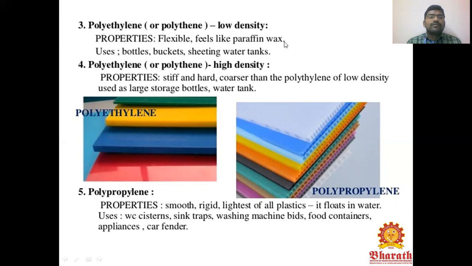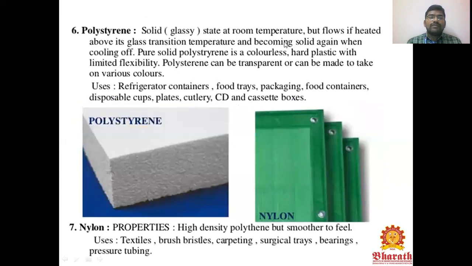Polyethylene high density: polythene with properties that are tough and hard. Being corrosion resistant, unlike low density polyethylene, it is used for large storage bottles and water tanks. Next one is polypropylene. Its properties are smooth and rigid, the lightest of the plastics, and it floats on water. Uses are sustenance and sink straps, washing machine parts, food containers, appliances, and carpentry. This polypropylene material is widely used.